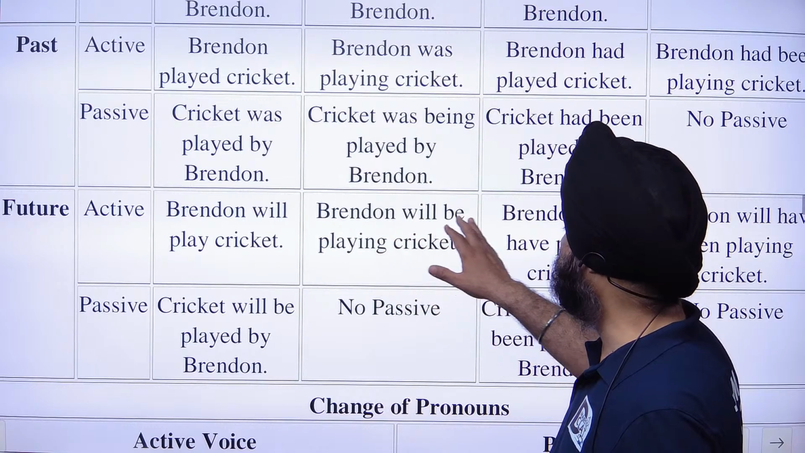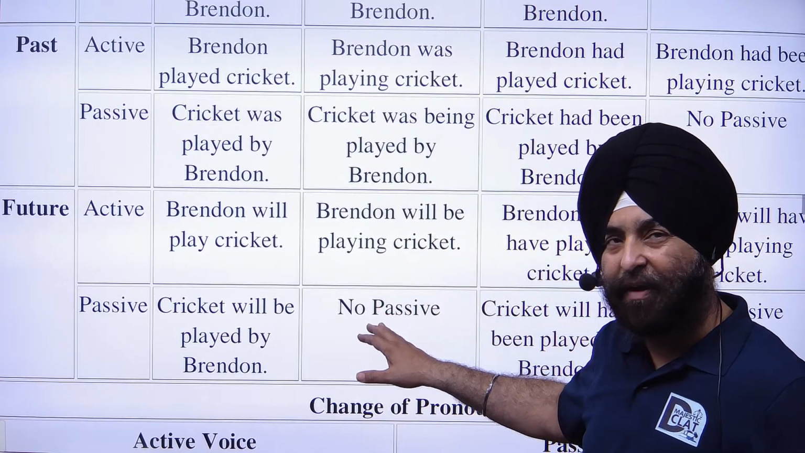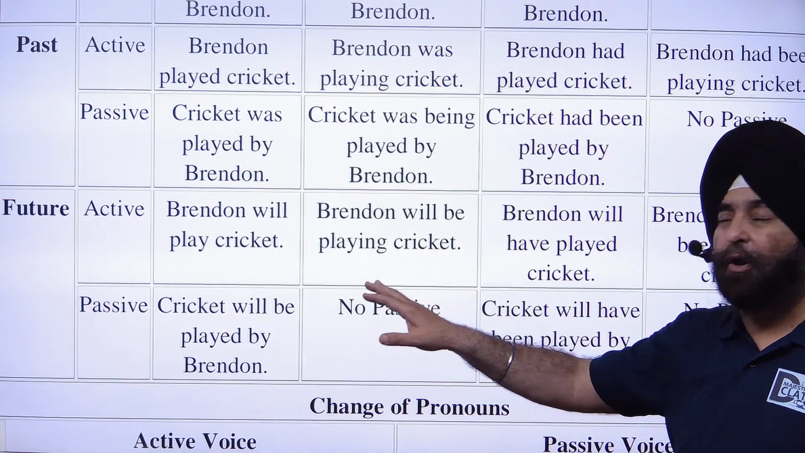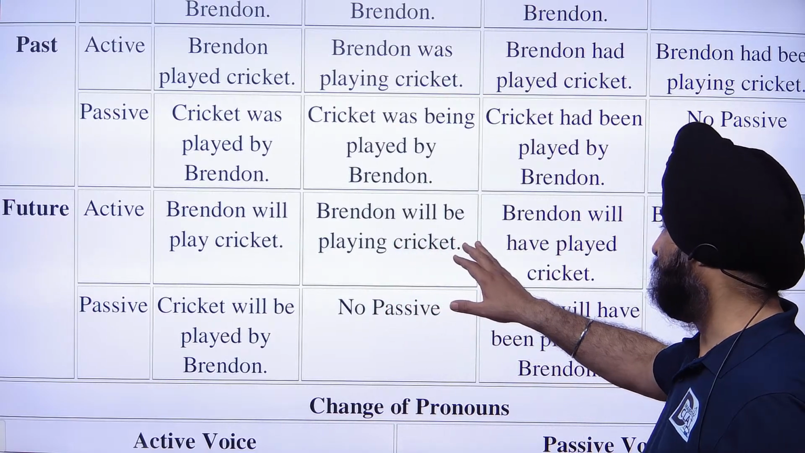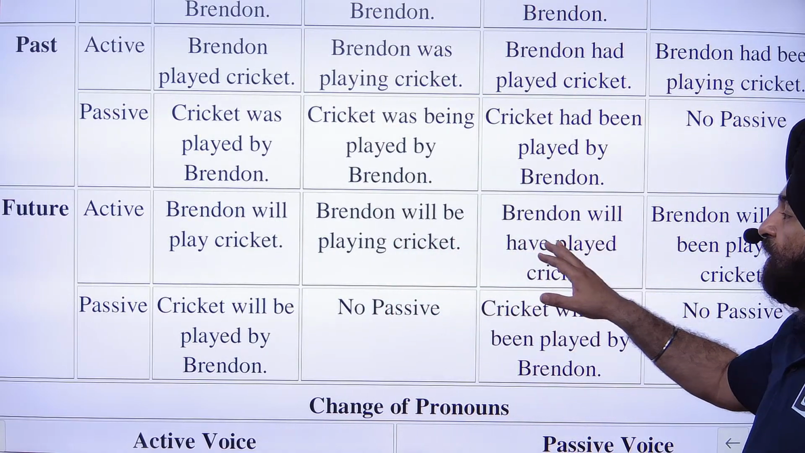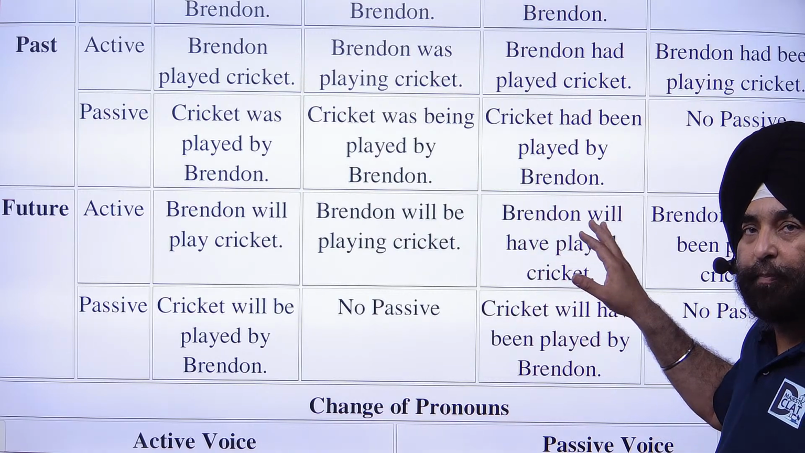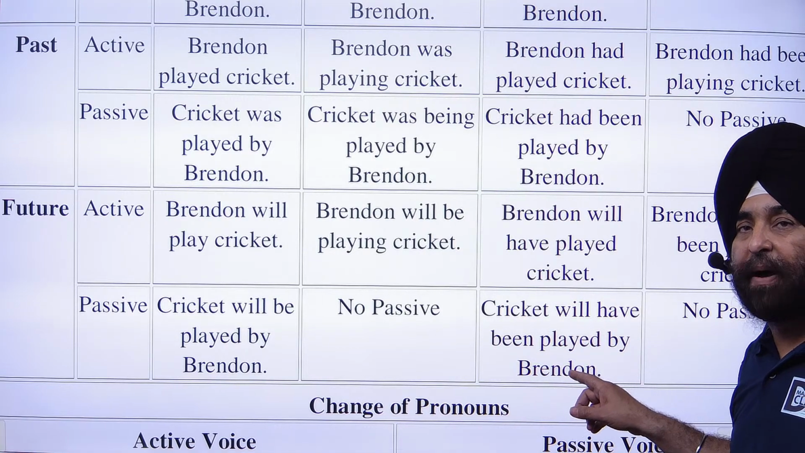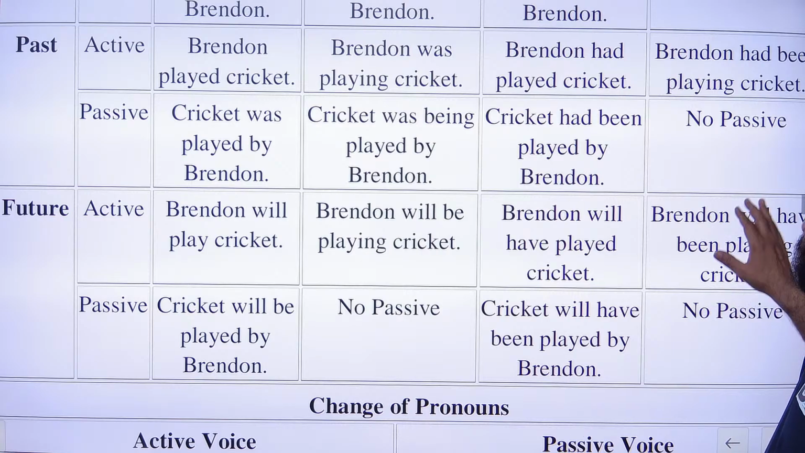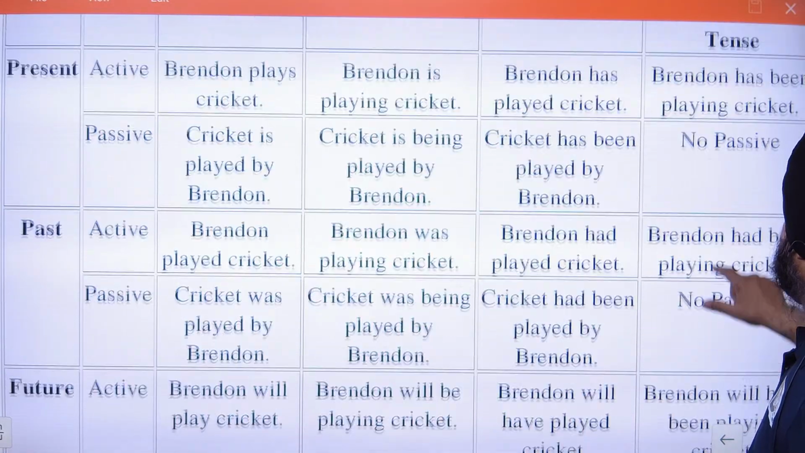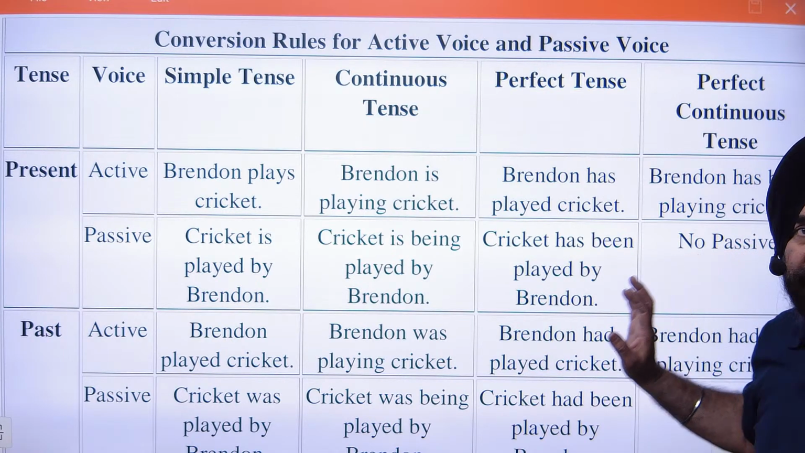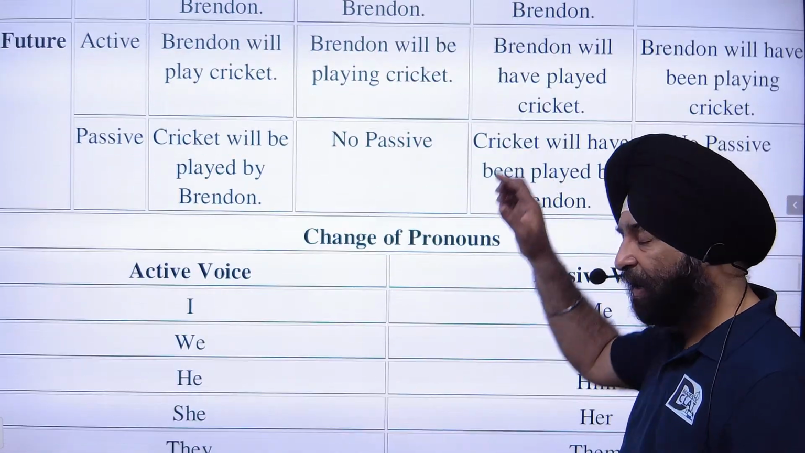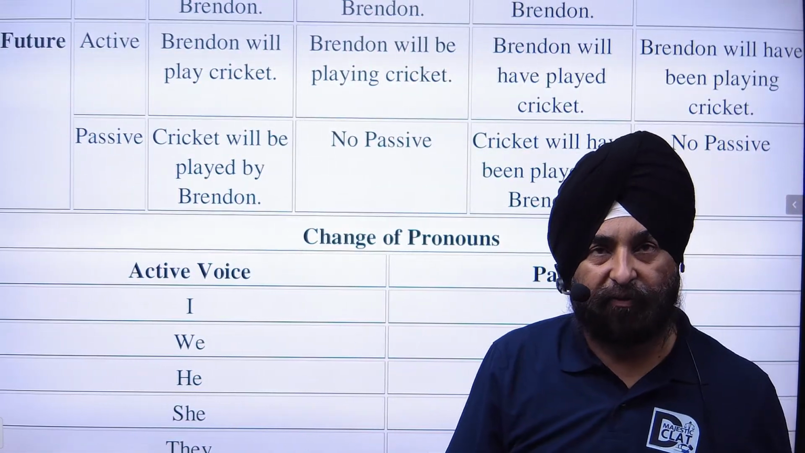Then Brendan will be playing cricket. Do you think we can make use of any passive voice over here? No. We cannot make a passive of this future continuous tense. Then we come to your future perfect tense. Brendan will have played cricket. We find cricket will have been played by Brendan. And then again, we have no passive for this category of perfect continuous tense. Right? So these are the rules that we follow in tenses. We'll take them up in more detail in further classes.